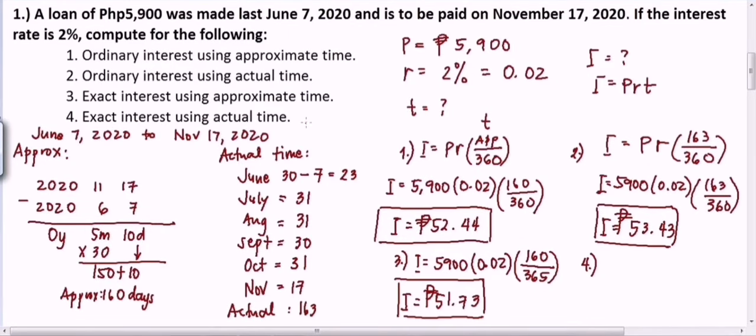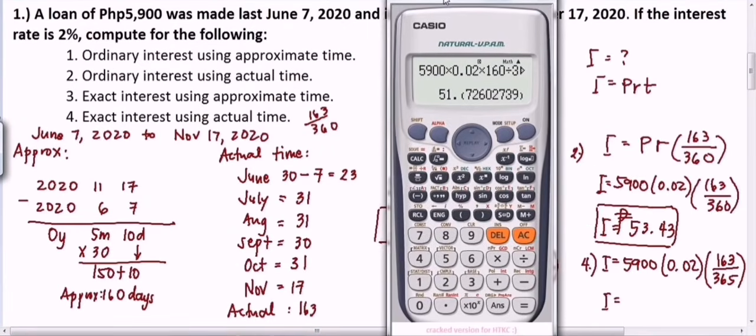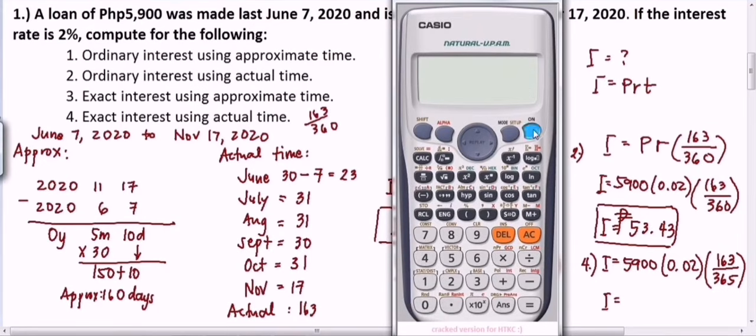Over 365 pa rin yan, ibig sabihin. Pero yung ibabaw niya or numerator niya, we will use the actual time. So, 163 to. Okay? But the rest is same. Yung P at saka yung R. So, 5,900 times 0.02 times, so, exact interest is 365. And then, using actual time, ang na-compute nating actual time, 163. Kaya guys, dapat careful kayo dito. Kasi pag mali yung na-compute nyo na approximate at saka actual time, sayang lang lahat, mali lahat ng sagot.